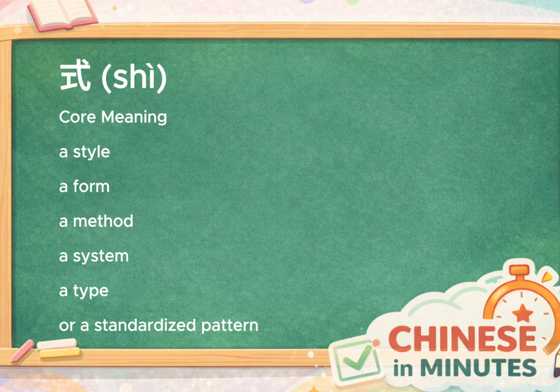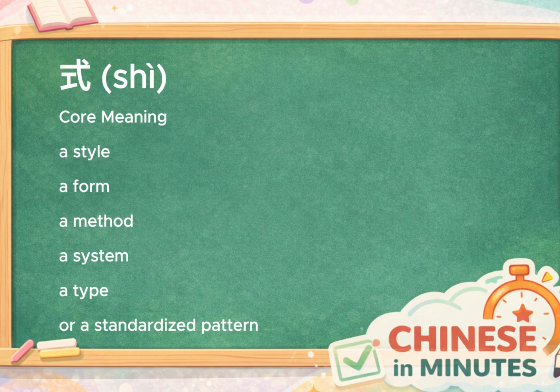Today, we're learning the Chinese character 式. 式 is a very useful character that carries the idea of form, style, pattern, method, or type. Whenever you see 式 in a Chinese word, it usually tells you that the word is describing a particular way of doing something, a certain style, or a specific form.